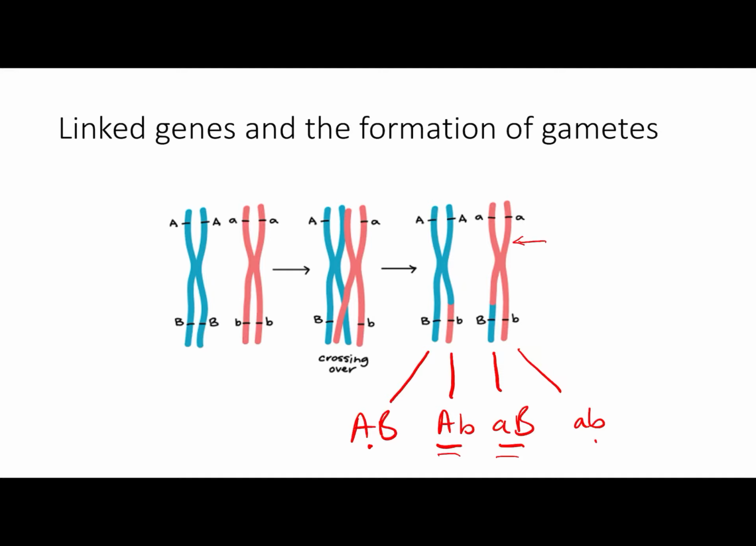In the next lesson, I'll talk a little bit more about some breeding experiments that were done by Thomas Hunt Morgan on fruit flies, and also how we can test some of these theories using chi-squared.